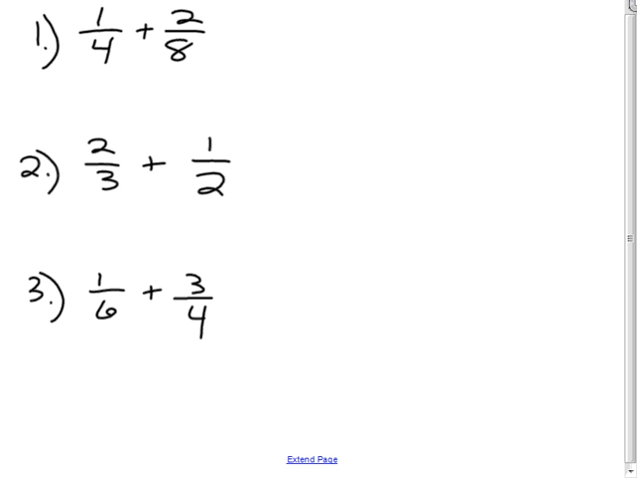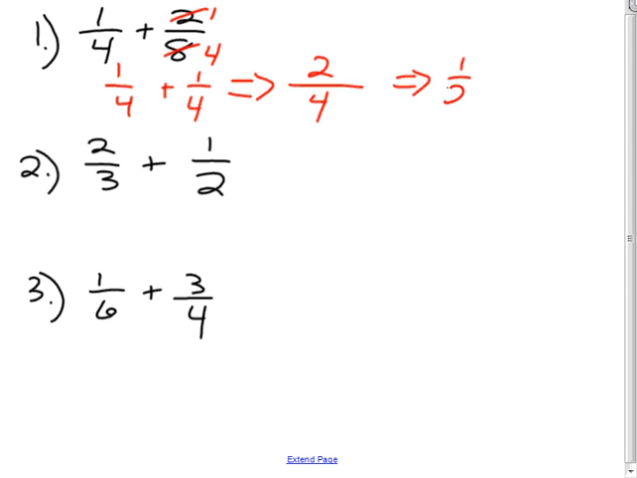I can cancel out factors. The numerator has a 2 in it, and the denominator has a 2 in it. So it's 1/4 plus 1/4. Now, they have the exact same denominator. So now what I do is I add their numerators, and I rewrite the denominator. And then I have to simplify again. Do they both share a common factor? Yes, they both share 2. Therefore, my answer is 1/2.